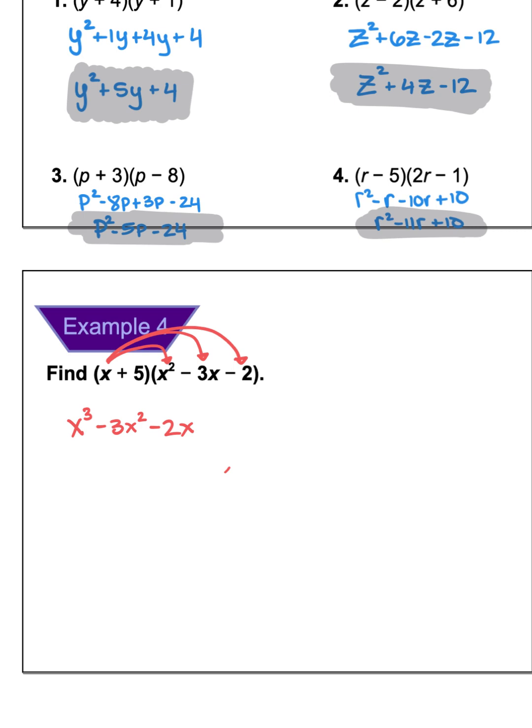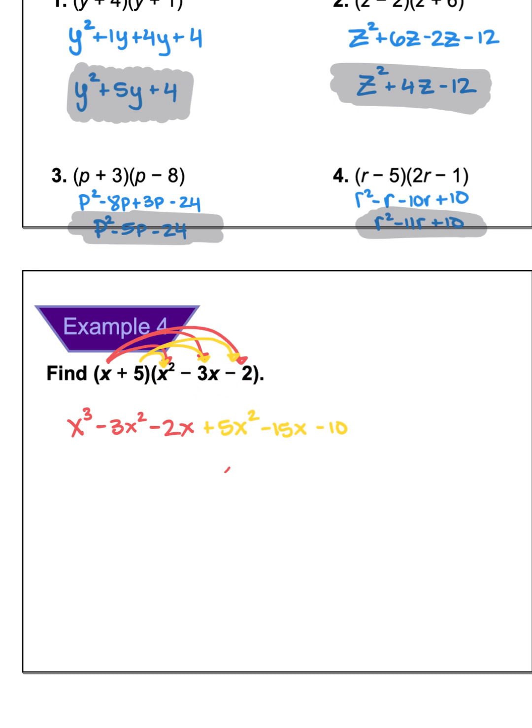Then I can do the same thing with 5. 5 is going to get distributed and multiplied by x squared, so I get plus 5x squared. 5 is going to get multiplied here times that negative 3x, which is going to be negative 15x. And 5 is going to get multiplied by this negative 2, which is negative 10. So I multiplied this 5 times everything inside the second set of parentheses.